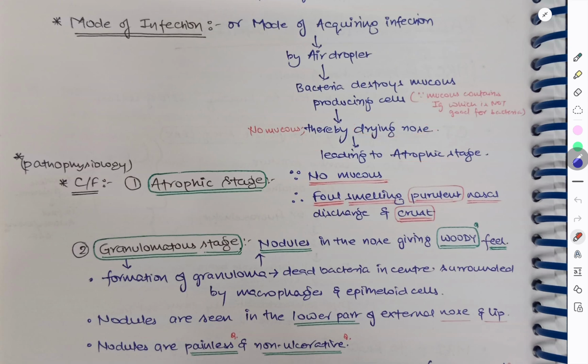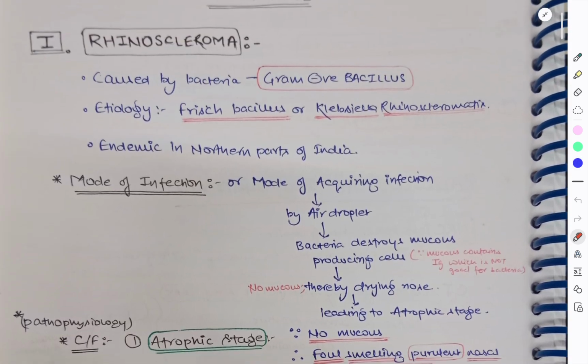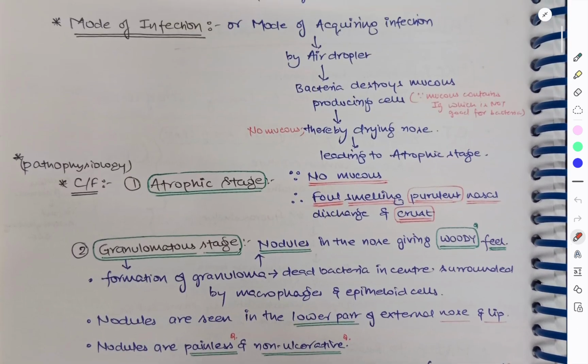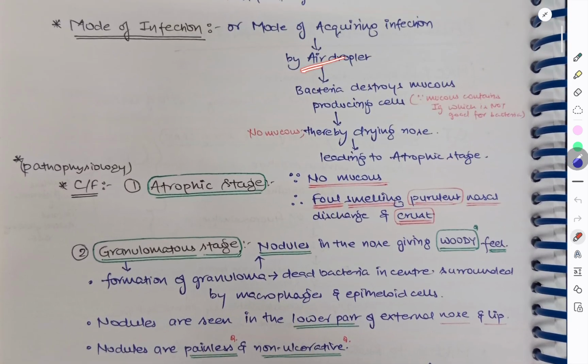Now coming to the pathophysiology and the stages of rhinoscleroma. First one, we have the atrophic stage. We got to know how it started: bacteria destroys the mucus producing cells, mucus is not there, so atrophic stage. There is no mucus, foul smelling purulent nasal discharge, and crust will be seen.